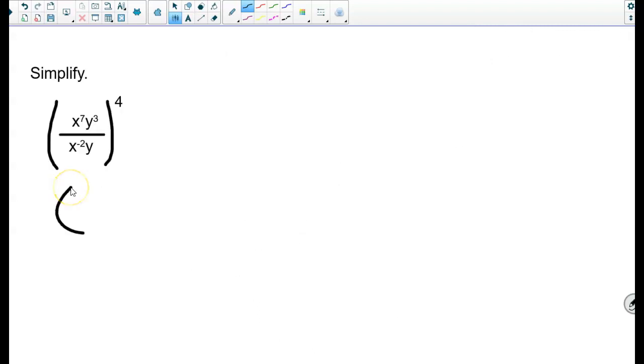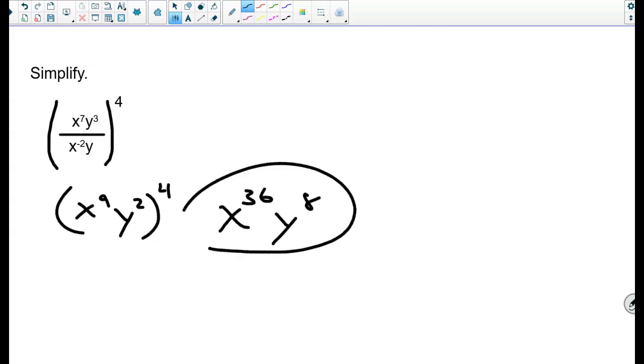In this case here, 7 minus a negative 2 is 9, so it's x to the 9th. 3 minus a 1 is 2, so it's y squared, and everything to the 4th. So that's x to the 36th, y to the 8th. That's my answer.